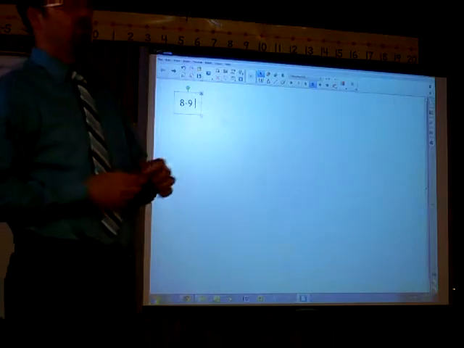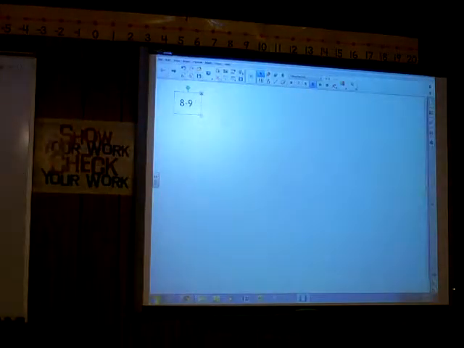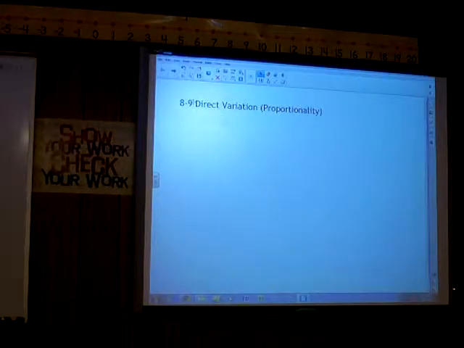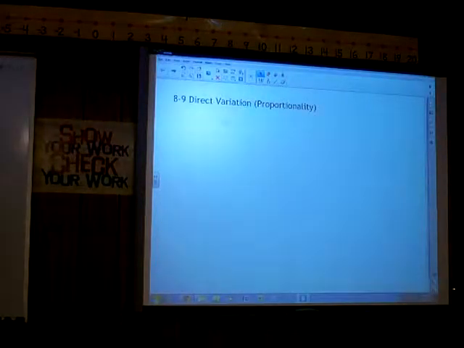We're going back here to chapter 8 to look at something a little more closely, and that is proportionality or variation, okay? And this section here is all about direct variation or proportionality, okay? Now, this is a term you have probably heard before. You've probably heard someone say, this is directly proportional to this. Okay, and what does that mean?